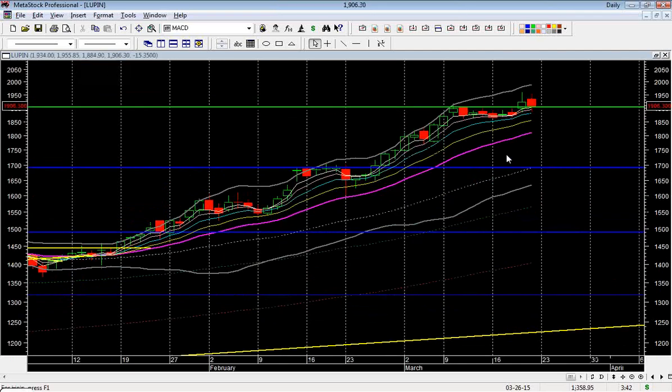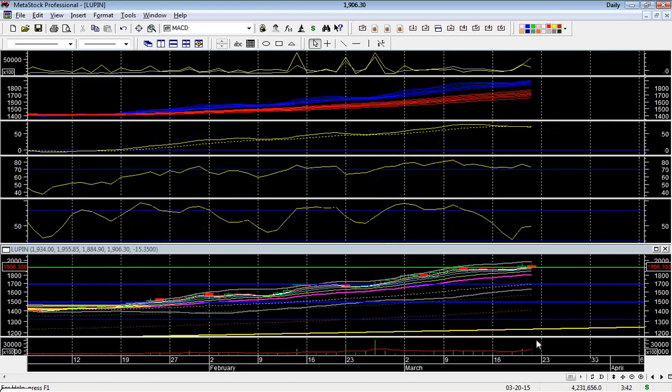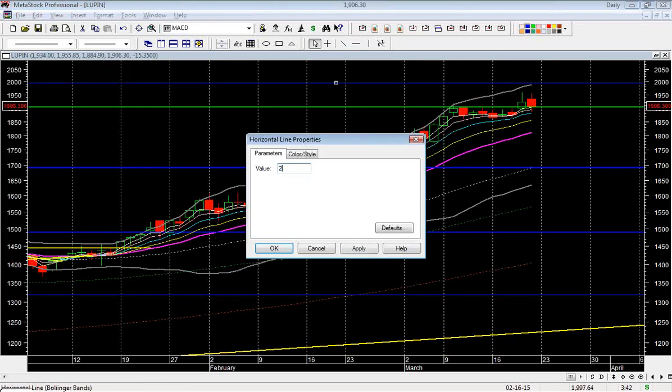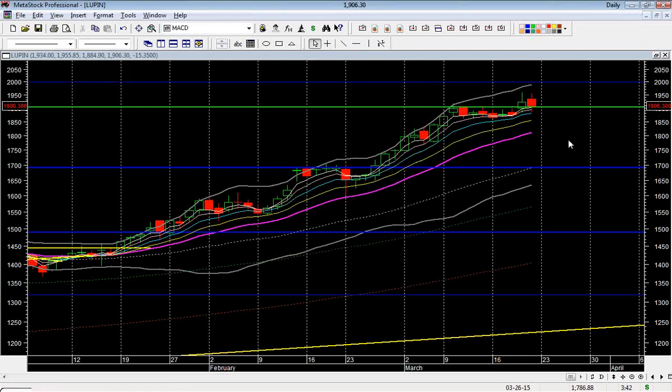Lupin, as a matter of fact, made a new life high close on Thursday, definitely showing tremendous strength. Looks like a lot of churning in the stock that's happening on Friday. Very high volumes, but not much change in the price. No fresh longs, coming to a psychological mark of 2000 rupees. So you just wait and watch.